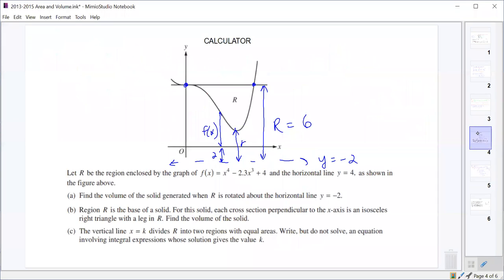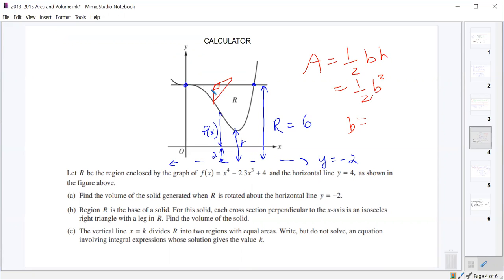All right, part B. Now our region R is the base of a solid. Each cross section perpendicular to the x-axis is an isosceles right triangle with one leg in the base. And we want to find the volume of that solid. So the area of that cross section ought to be 1/2 of the base times the height, which in this case is just 1/2 that base squared. And what is that base value?